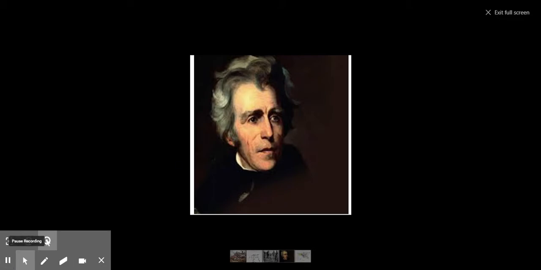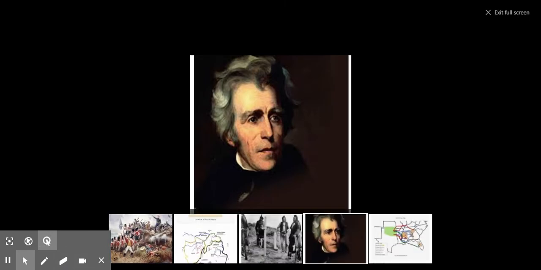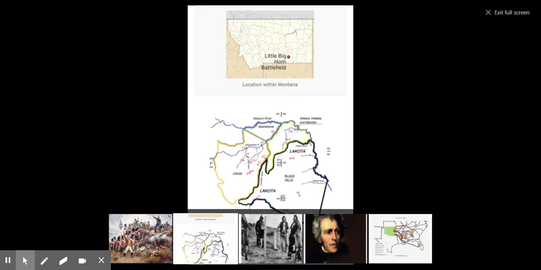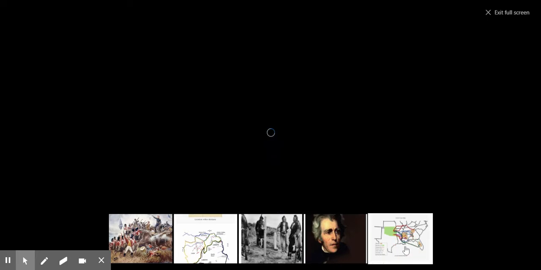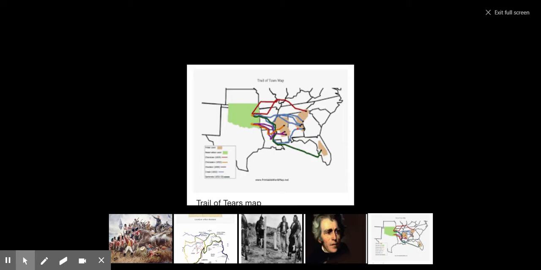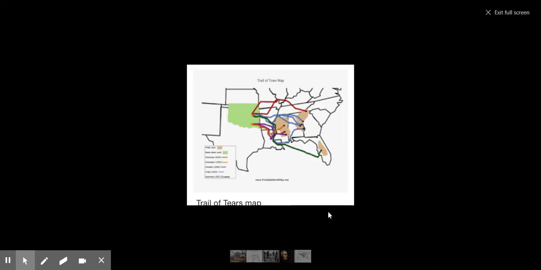In 1838, the United States Army forced the Cherokee to travel 1,000 miles to an Indian territory. About one fourth of the Cherokee died during this journey. This is called the Trail of Tears.